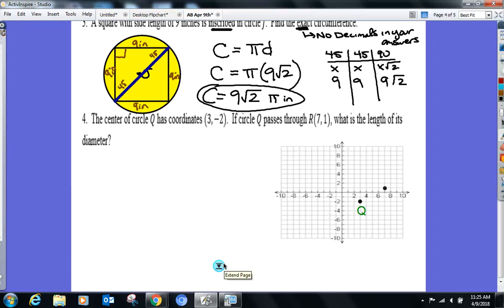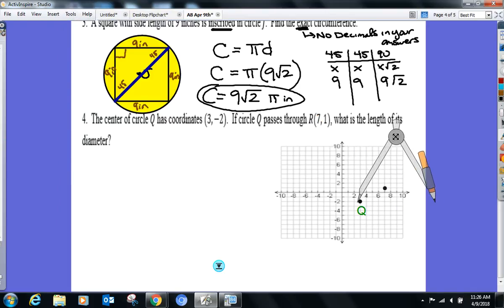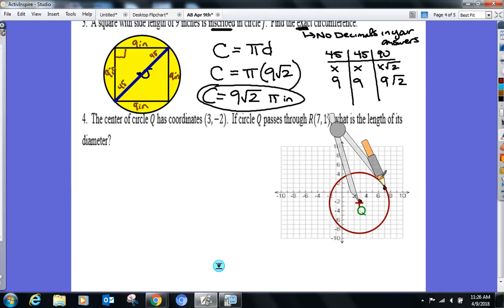Center of circle Q is (3, -2). If the circle goes through (7, 1), what's the length of the diameter? So what I did here, I just to give you guys a visual. Here's Q. Here's the point on there. Here's what I'm looking at. Get the old compass out real quick so I don't embarrass myself. Okay, here you go. Here's what we're looking at. Here's the circle. And I'm looking for the length of the diameter. Here's what you know. Center, point on the circle. What's the length of one of the diameters?